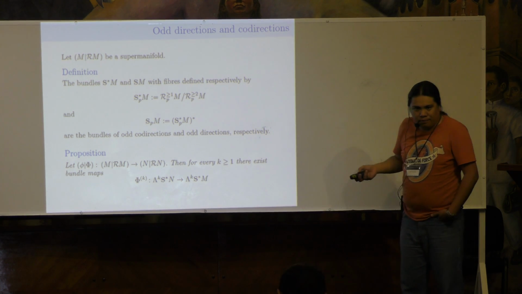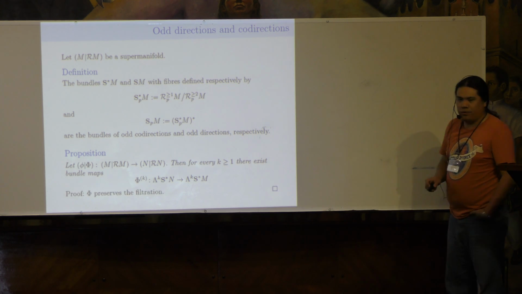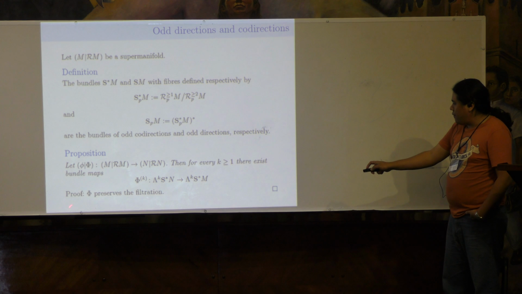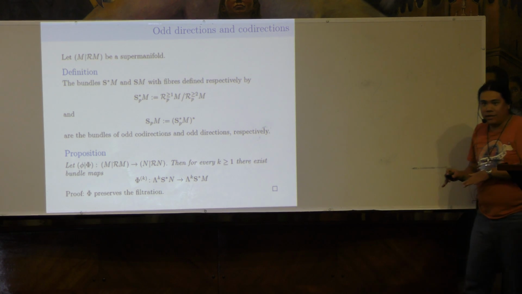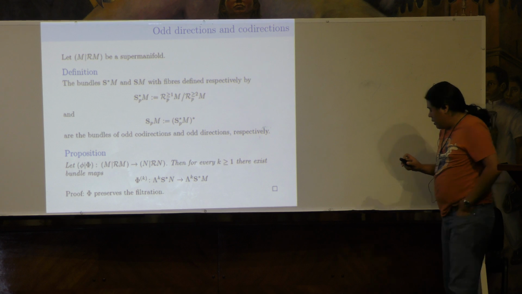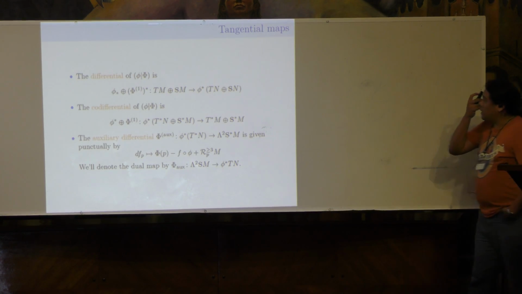And since every talk has to contain at least one proof, here's a proof. No, this is true because phi preserves the filtration of the algebra. Okay, so it descends to the level of bundles. Right. So this is the important part.